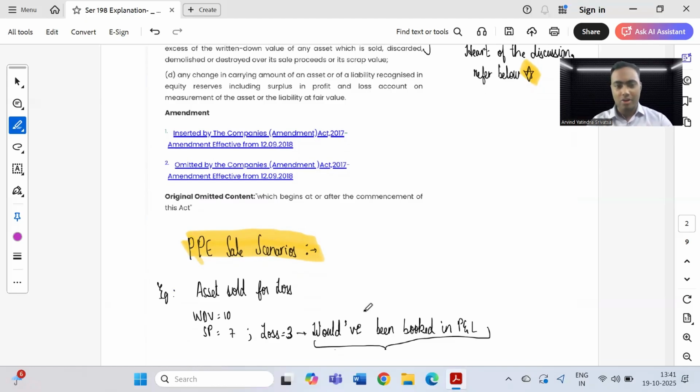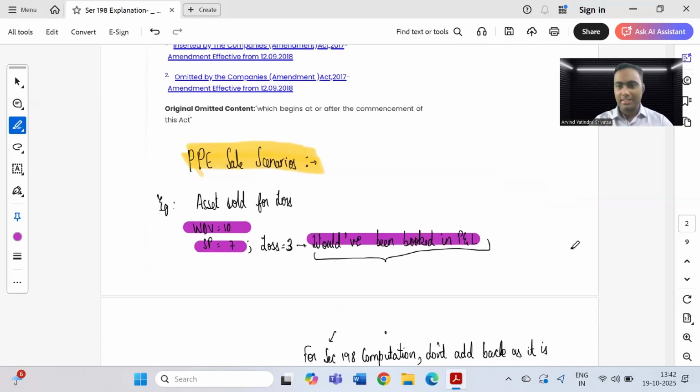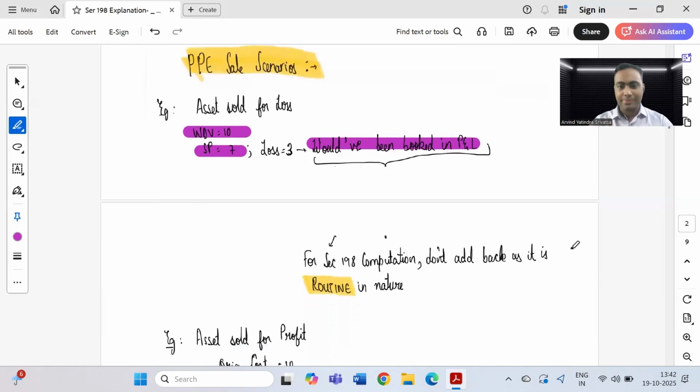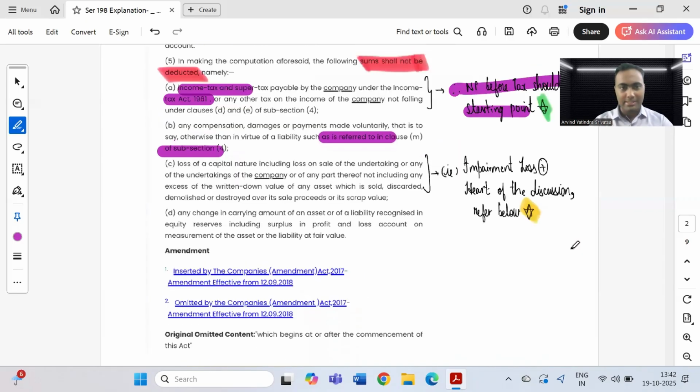PPE sale scenarios. Okay. Let's take the first scenario. Let's say the asset is sold for a loss. Let's say the written down value of the asset is rupees 10. Let's say the selling price is 7. Obviously, there is a loss of rupees 3, which would have been booked in the P&L, right? Under your operating expenses, or shown as a negative item in your other income, whatever the case might be. For section 198 computation, don't add it back as it is routine in nature, right? Yes, I hope this is clear. Let's come back to what the section is saying.